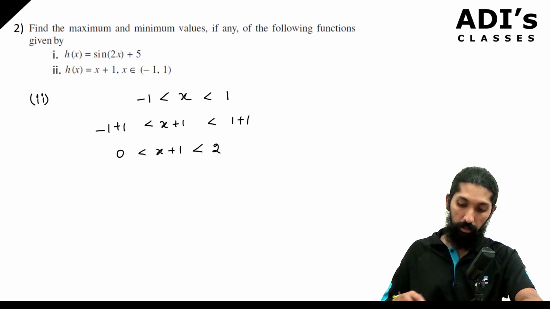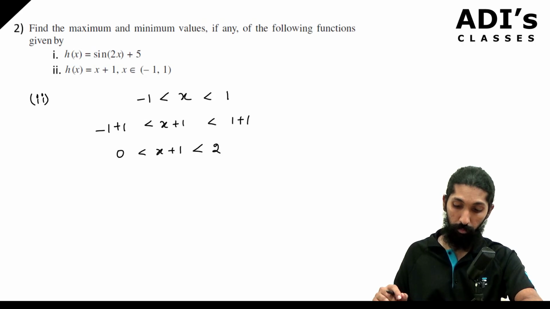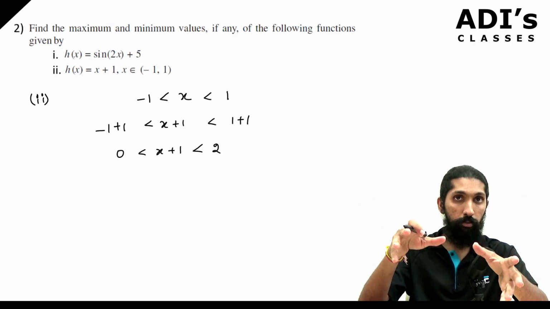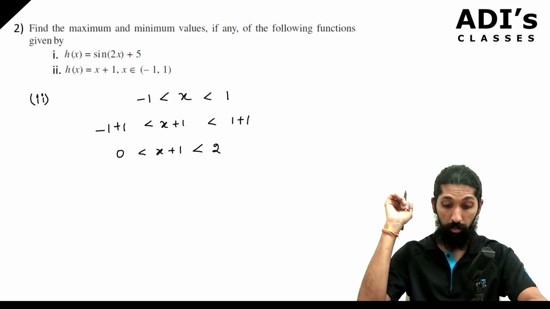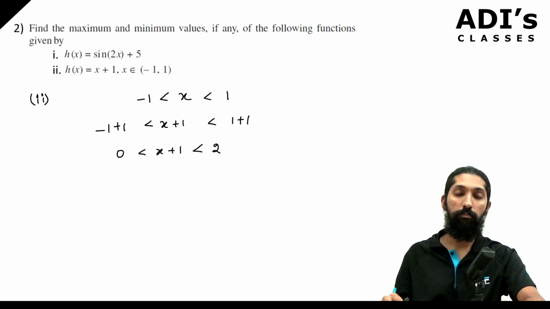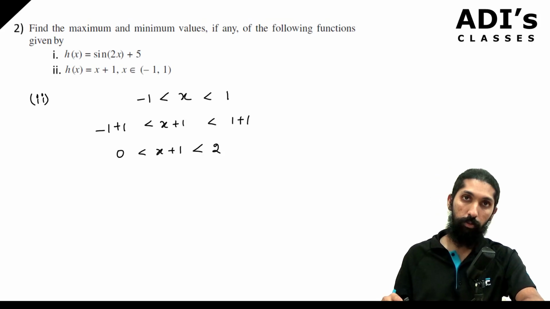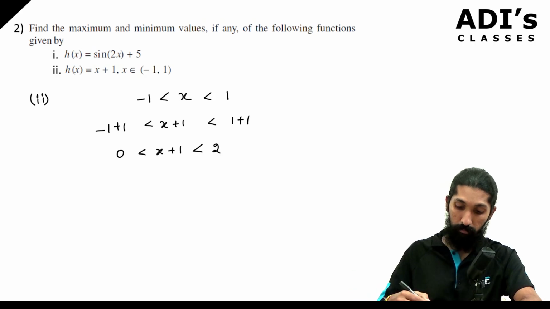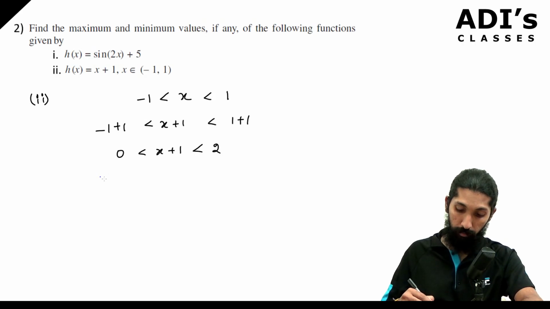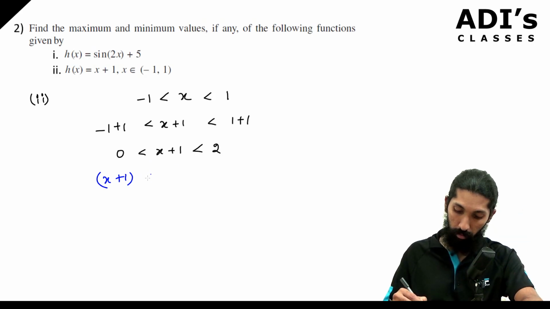Now here you can say that it is between 0 and 2, but 0 and 2 are not included here. Since 0 and 2 are not included, whatever value you take from -1 to 1, you're going to get a value from 0 to 2. So we can say that 0 less than x + 1 less than 2, or x + 1 belongs to (0, 2).